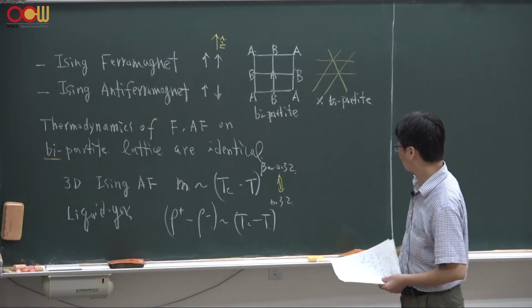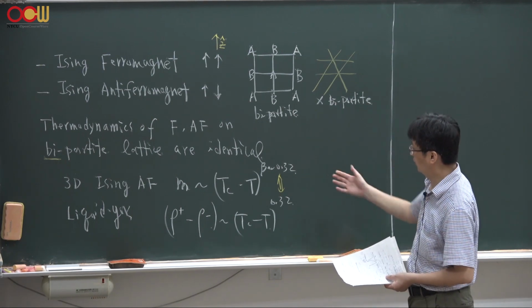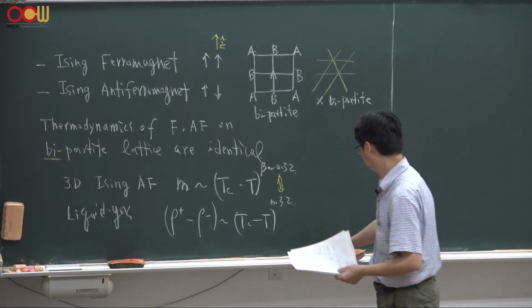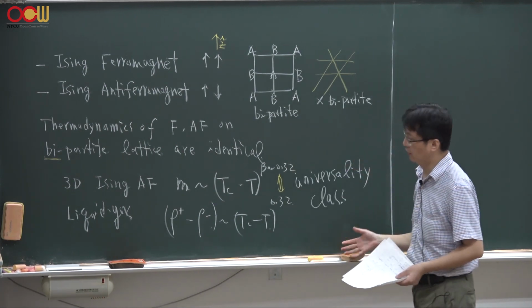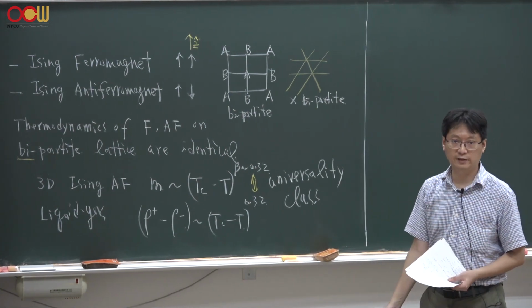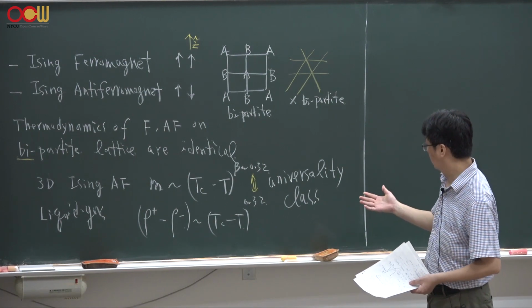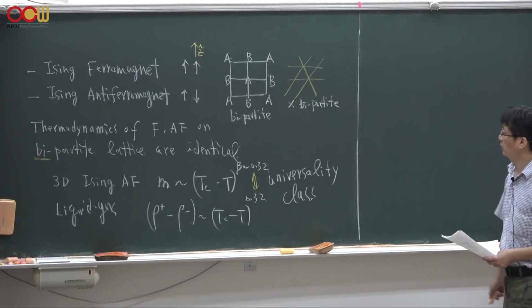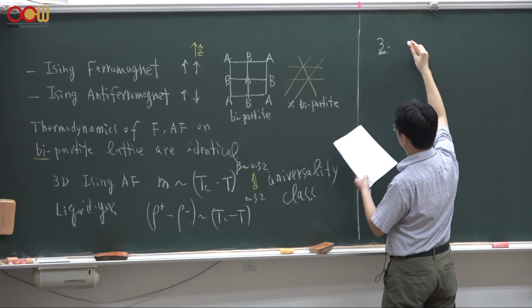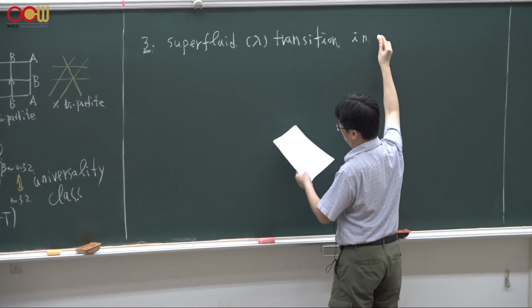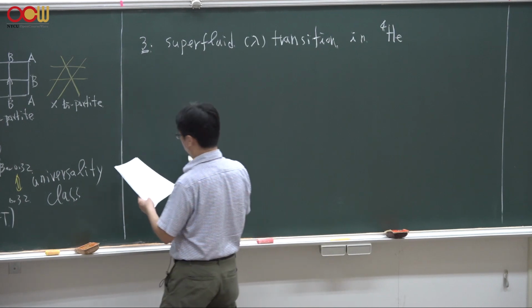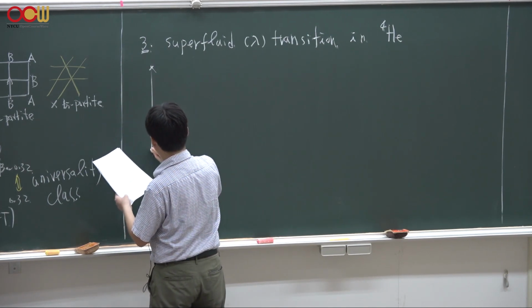Well, that's just observed by experiments. We'll see later the connection between these two, which is the universality class. And we will analyze and study in what sense we can call these transitions identical and say they belong to the same universality class. So now let's look at the third example, which is the superfluid transition, or lambda transition, in liquid helium-4. This is also a very well-known example in solid-state physics with an old tradition.